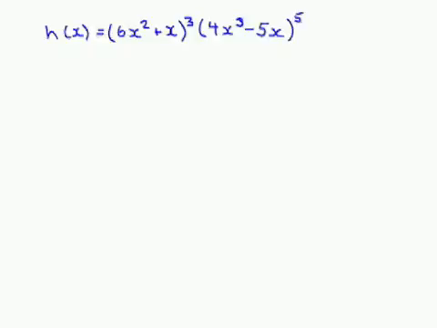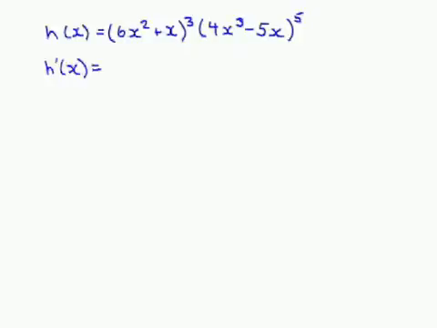In this particular example, we're trying to find the derivative of the function h of x. h of x is defined as (6x squared plus x) all cubed multiplied by (4x cubed minus 5x) all raised to the fifth. In this particular case, we're going to have to use the product rule to find its derivative. But what makes this question particularly difficult is that embedded within that product rule, you will find that we have to use the chain rule twice.